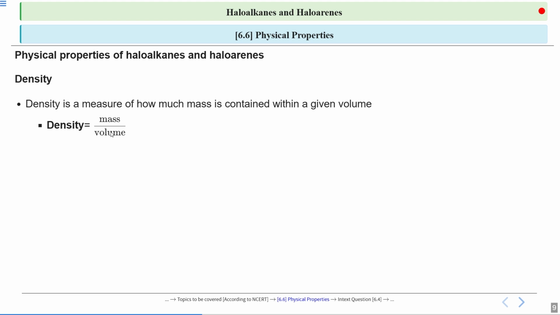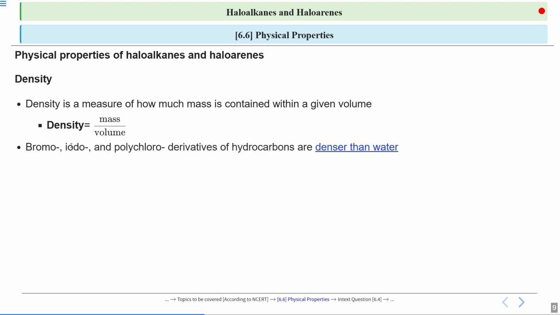So density you can define in the formula as mass upon volume. With the greater mass, the density will increase. With the lesser volume, the density will increase. But with the greater volume, the density will decrease. Bromo, iodo and polychloro derivatives of hydrocarbons are denser than water. So if you compare with water, the bromo, iodo and polychloro derivatives of hydrocarbons are denser.